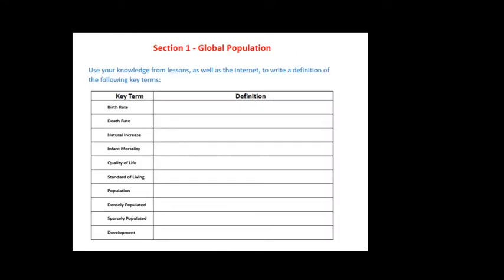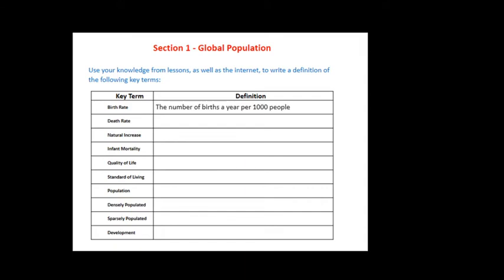If we start with section 1, this was to look at global population, so people around the world. You've got a lot of key terms there, but once you know the definition for each one, and the more you use it, the more you'll become familiar with it, and it will definitely help your written and your spoken answers in terms of discussing these topics.